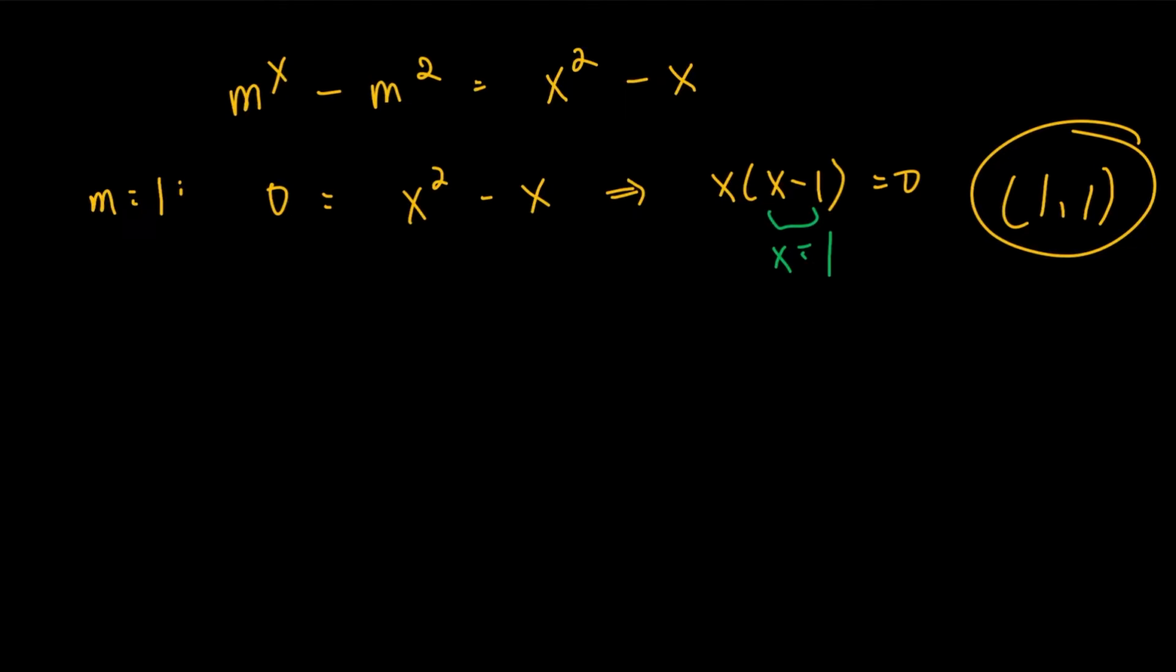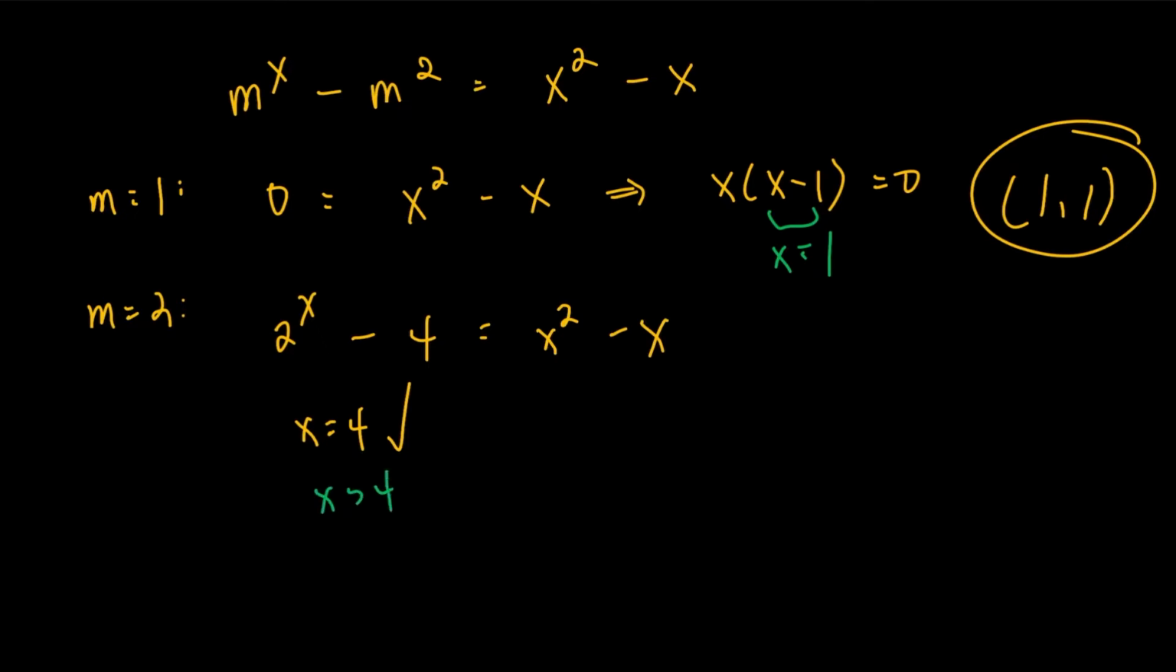And let's try m equals 2, for example. If m equals 2, we're going to have 2 raised to x minus 4 equal to x squared minus x. Again, it might not be obvious, but with a bit of trial and error you're going to get x equals 4 to be a solution. So x equals 4 is going to work. Now, I'm particularly interested in letting x be a bigger number.